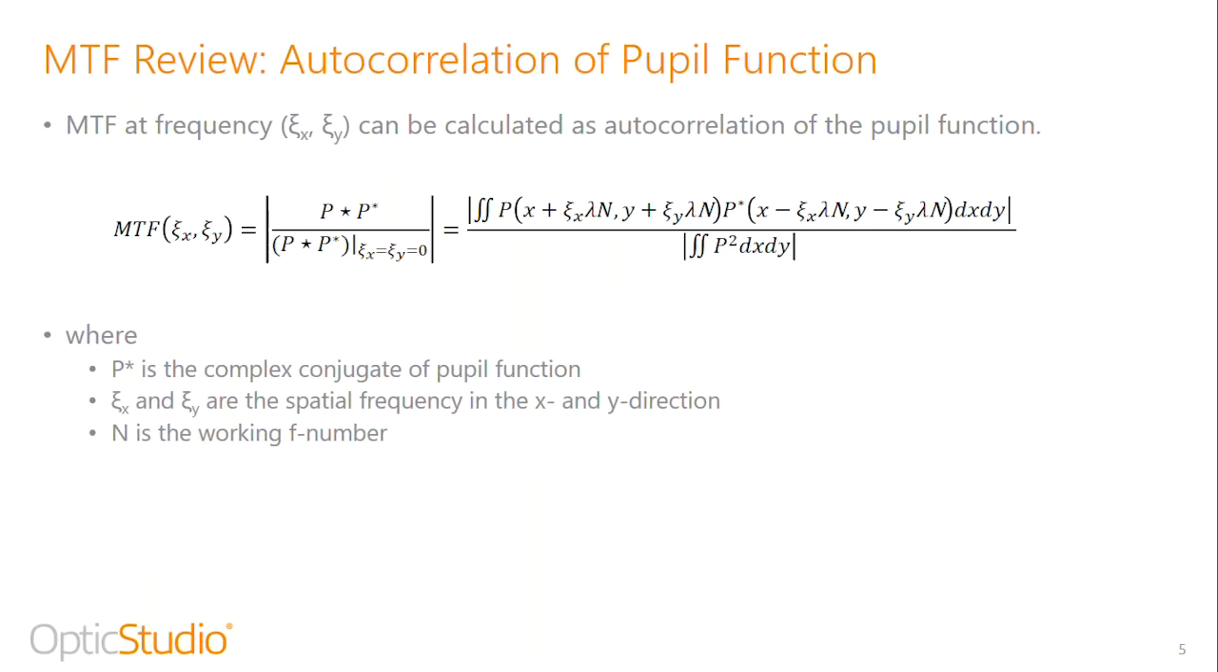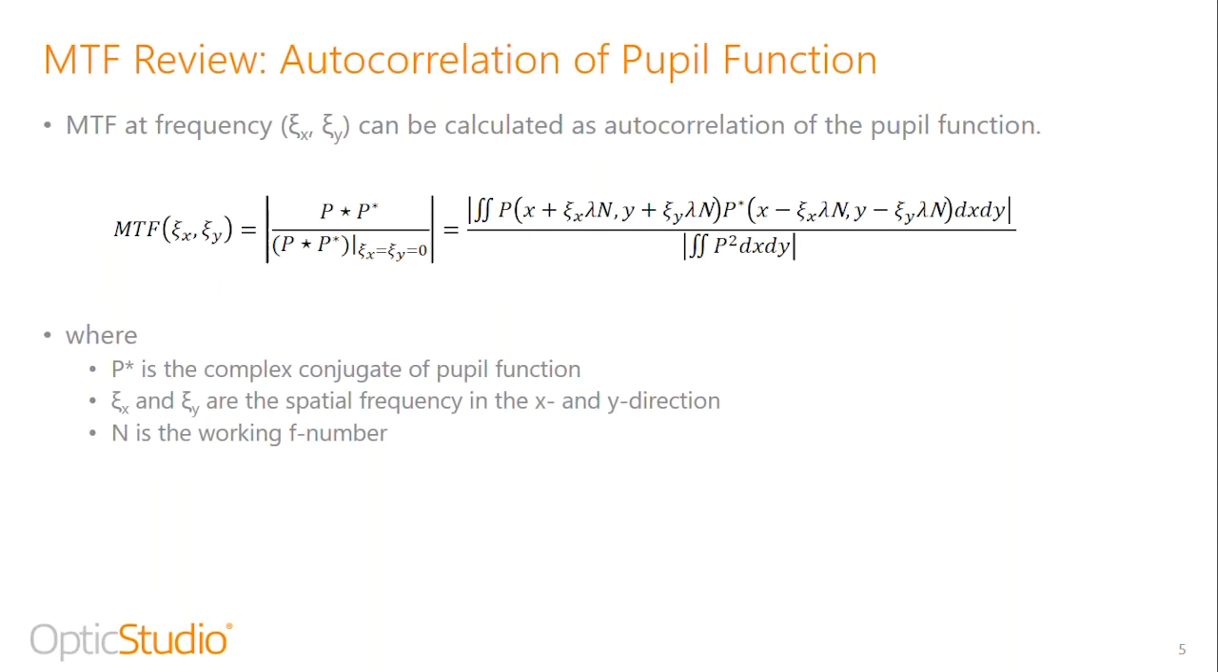In this page, we can find the important equation behind the concept of the contrast loss map. As you can see in the equation, MTF at frequency psi x and psi y can be calculated as autocorrelation of the pupil function. The P here is the pupil function as mentioned before, and P star is the complex conjugate of the pupil function. Psi x and psi y is the spatial frequency in x and y direction, and the n is the working F number.